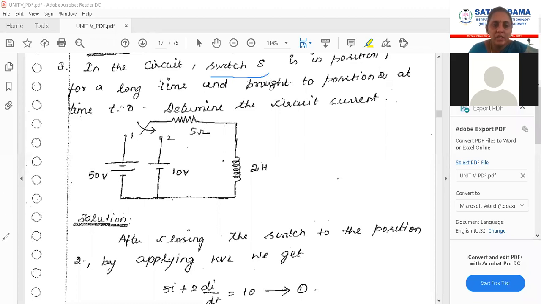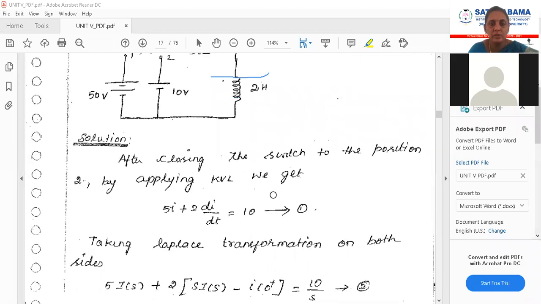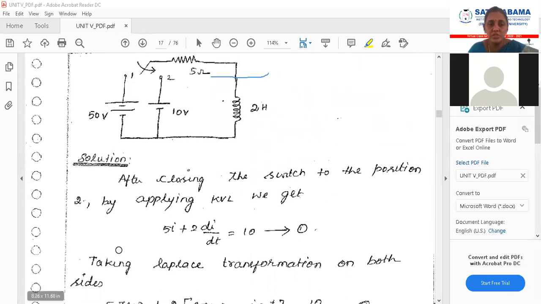Now we will solve it out here. After closing the switch to position 2, you have to apply it here. So what will be the thing? 5i plus 2 into di by dt. If inductance is there, it means rate of change of current only. You cannot just put 2 into i. Is equal to 10.